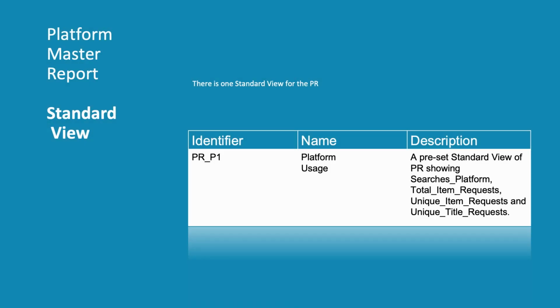There is one standard view for the PR, and that is PR P1. This is a standard view showing total and unique item requests, as well as platform searches.